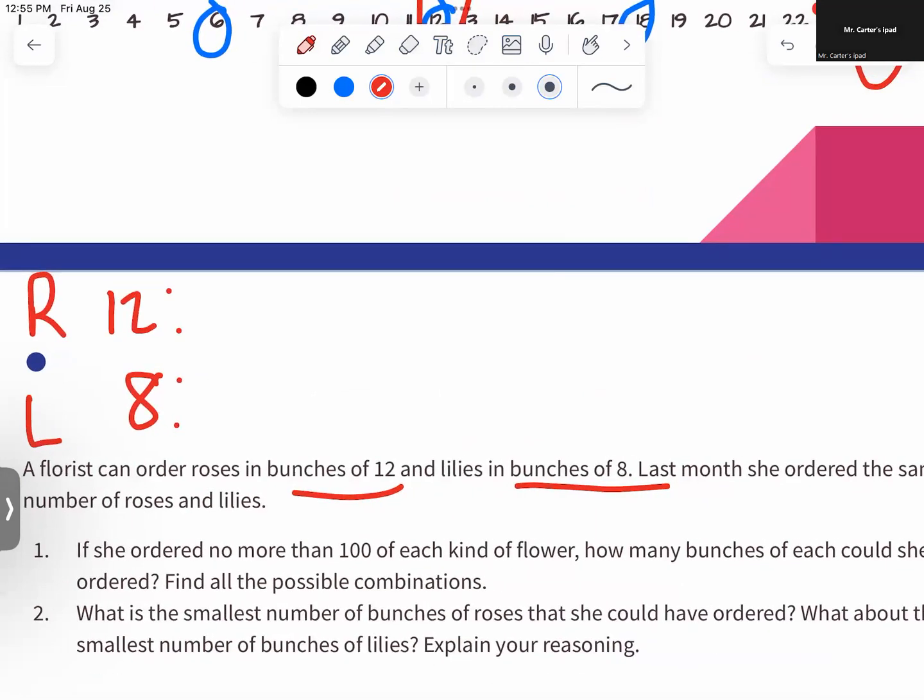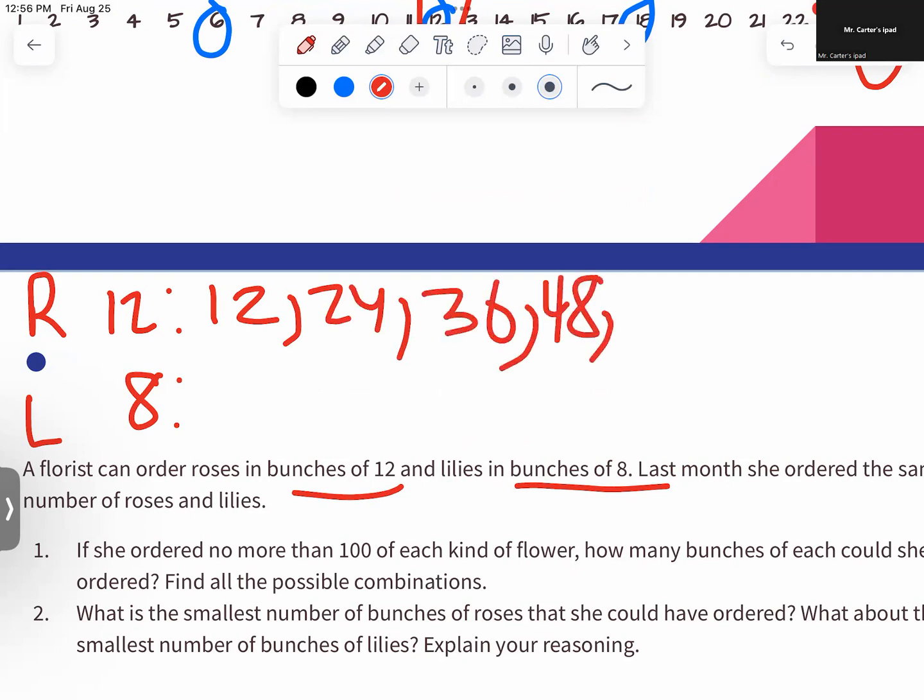So 12 times 1 is 12. Notice I put the first one. That is important because sometimes you can have one where the first one is the one you need. So 12, 24. 12 times 3 is 36. Times 4 is 48. 12 times 5 is 60. 12 times 6 is 72. 12 times 7 is 84. And 12 times 8 is 96.